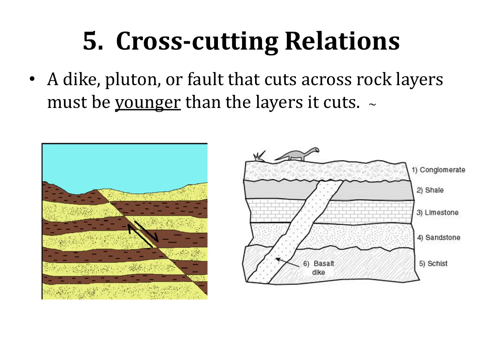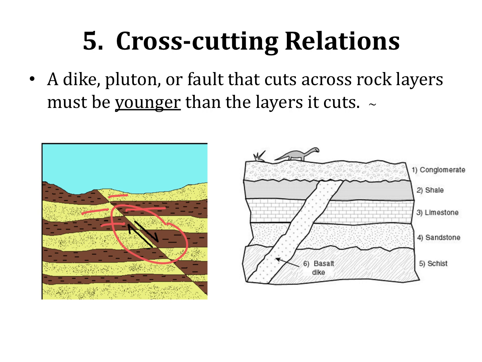The fifth principle is the principle of cross-cutting relations, and this simply tells us that any feature that cuts across rock layers has to be younger than the rock layers that it cuts across. So we've got a couple of examples here. This is an indication of a fault right along here, and you can see how the layers of rock have been displaced. This used to be continuous with this, etc.